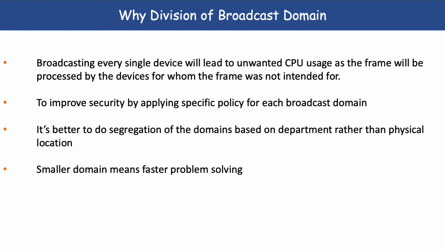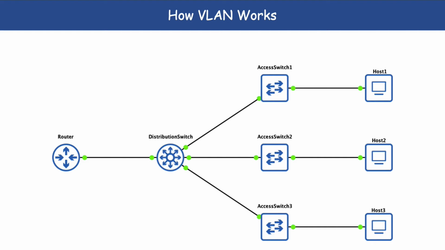Segregating as per department in an enterprise network will help you define a security policy for each separate broadcast domain. So teachers are going to have a separate security policy, students are going to have a separate security policy, and the administration is going to have a separate security policy. And last but not the least, smaller broadcast domains mean a smaller footprint to detect where the problem might be, and that will result in a quicker problem solution. So let's go through this diagram right now and see how the VLAN works.